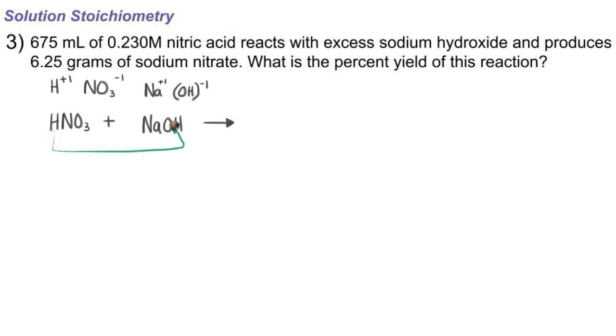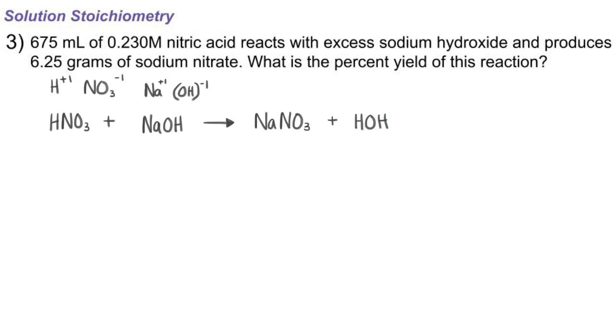So hydrogen is going to bond with hydroxide, and sodium is going to bond with the nitrate. So sodium nitrate, Na was a +1 with NO3 -1, so NaNO3. And then our second product is going to be water, and I'm going to write it as HOH. Now I need to balance this equation.